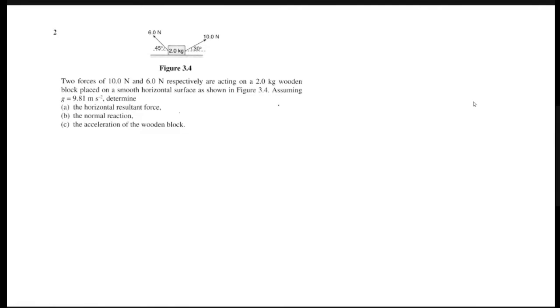Two forces, 10 Newton and 6 Newton respectively, are acting on the 2 kilogram wooden block placed on the smooth horizontal surface, as shown in the figure. Assume that g is 9.81. Determine A, the horizontal resultant force. Anyone here want to try? A, what will be the first working?